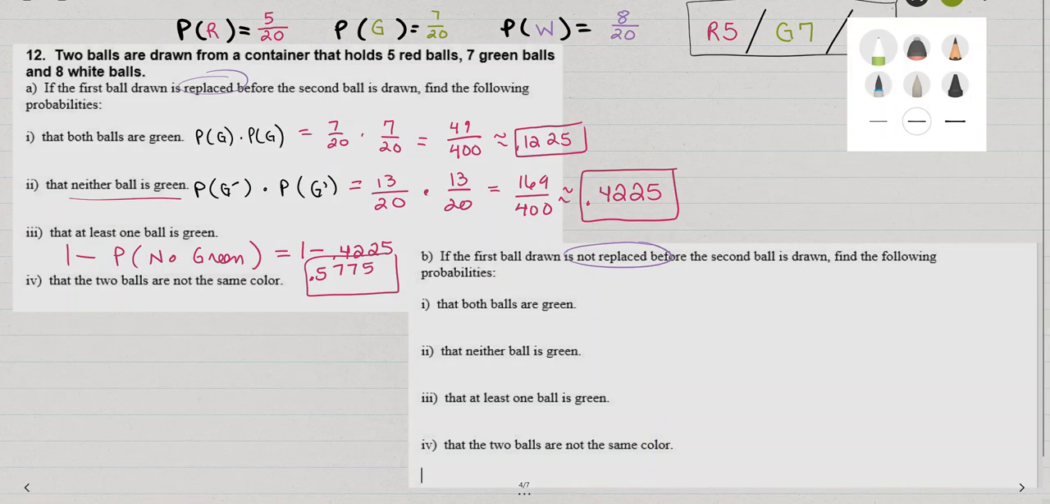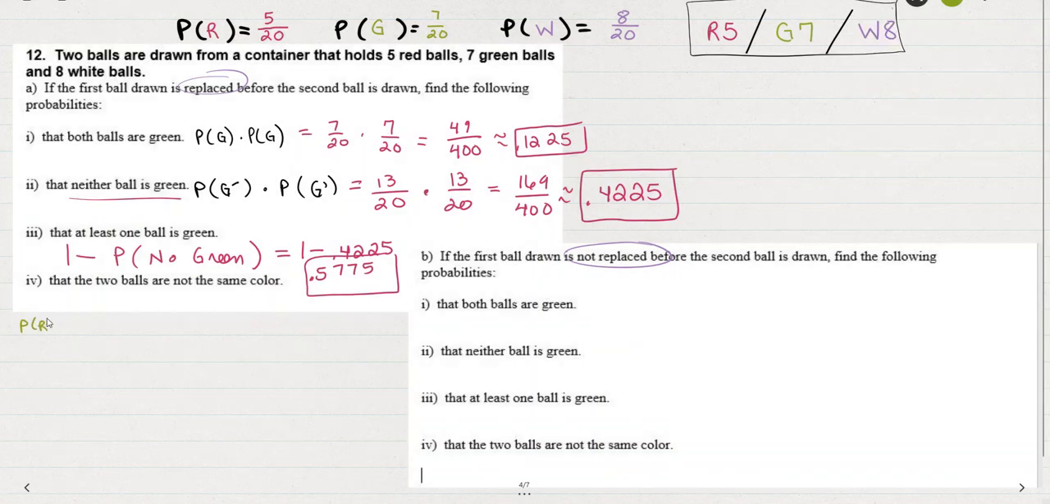Now this part 4 is going to be a little trickier. What's the probability that the two balls are not the same? The probability that the two balls are not the same, we've got to say the probability of red and not red. And then add that to the probability of green times the probability of not green. And then add that to the probability of white times the probability of not white.